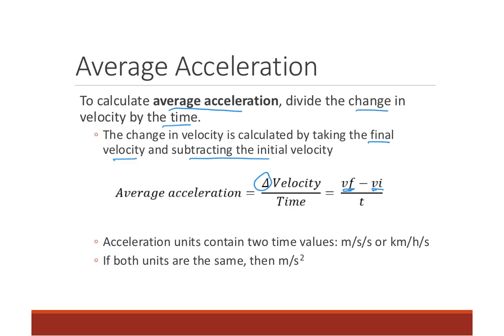Acceleration units contain 2 time values because there's a time value in our velocity reading. Remember, velocity is speed with a direction, and speed would be distance divided by time. And then that whole thing is also then divided by time. And that's why we end up with units such as meters per second or kilometers per hour per second. If both units are the same, then instead of doing meters per second per second, we can just say meters over seconds squared.